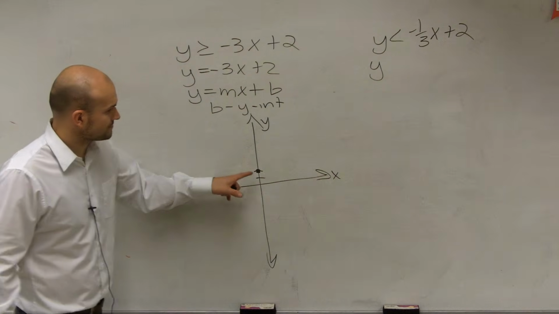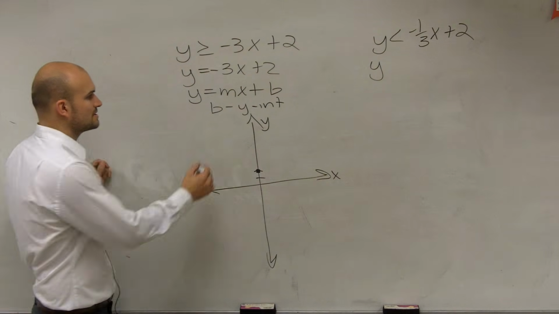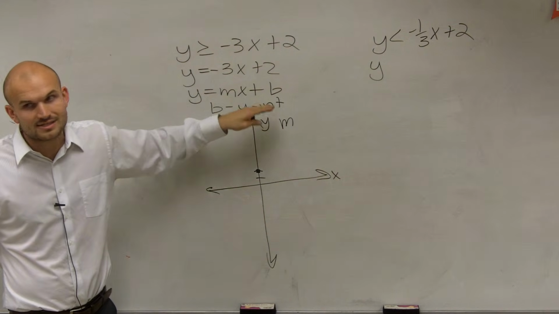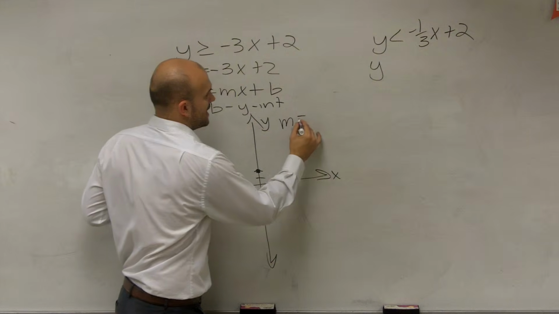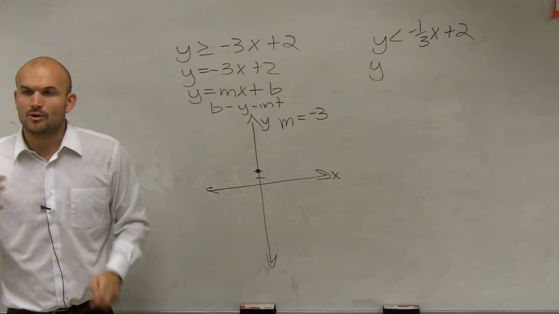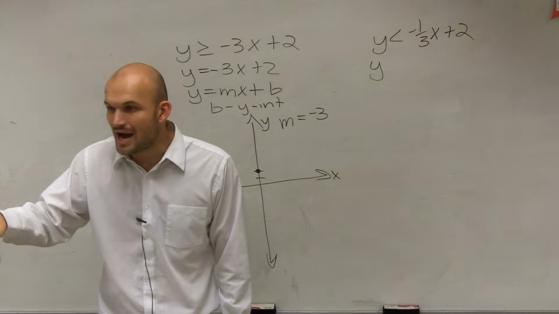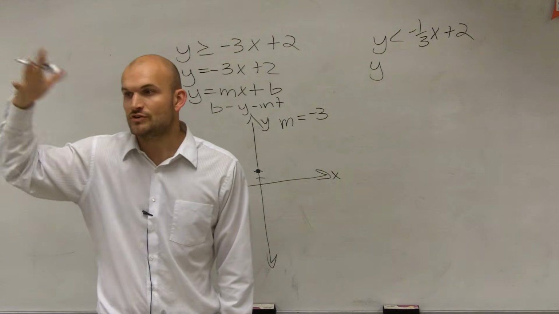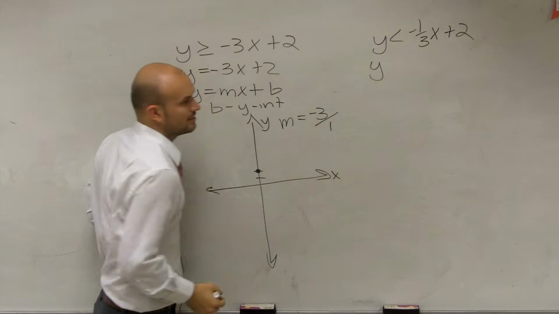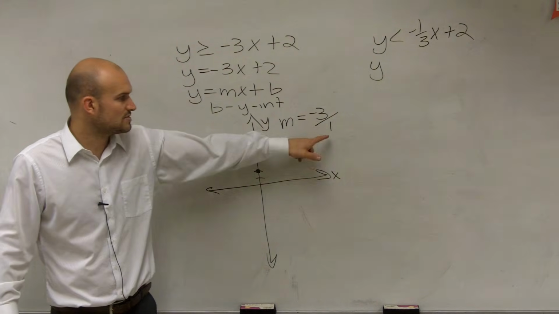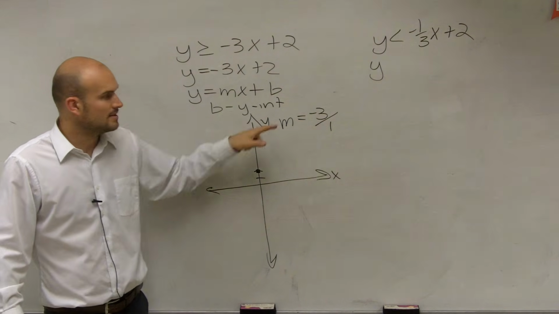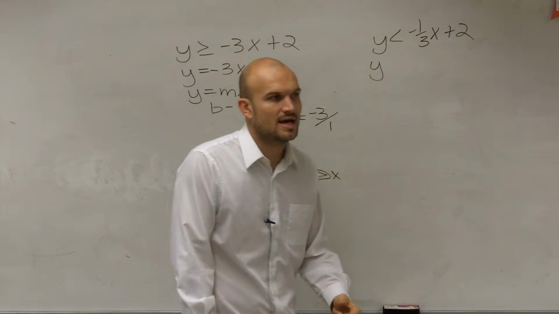Now, the next thing is I need to determine the slope. Remember, the slope is the number that's in front of the x. It does not include the x. My m is -3, not -3x. It's just the number. But remember, slope, a lot of times we say rise over run, change in y over change in x. So we want to write it as a fraction. Well, if it's not a fraction, just put it over 1. Because what's 1 divided into -3? -3.